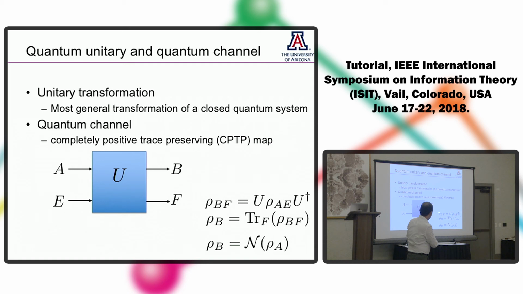So it's still a unitary on the full system, but then you trace out one of the quantum systems at the output, and that is the state that you have at the receiver. And when you write down the action of this whole thing as just between the input state rho A and the output state rho B, this map N is a quantum channel, which happens to be a completely positive trace preserving map. I'm not going to go into the definitions of that, but we'll see examples of this.